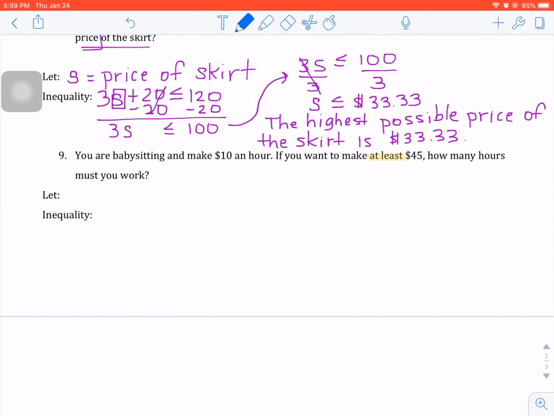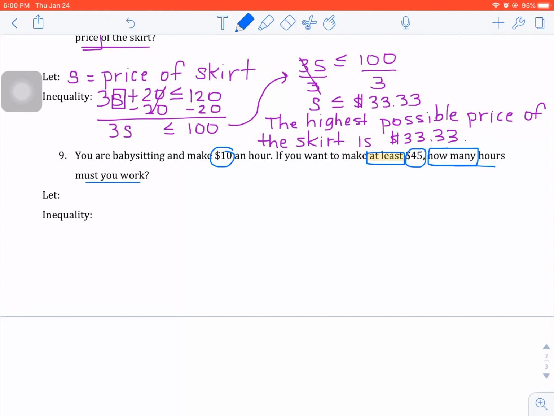Okay, so I'm going to start by circling my key numbers. So I've got $10 and $45. I'm going to underline my question, how many hours must you work? And I'm going to box any key or any math action words. So I'm going to say how many. I'm going to say at least. And I think that's all.